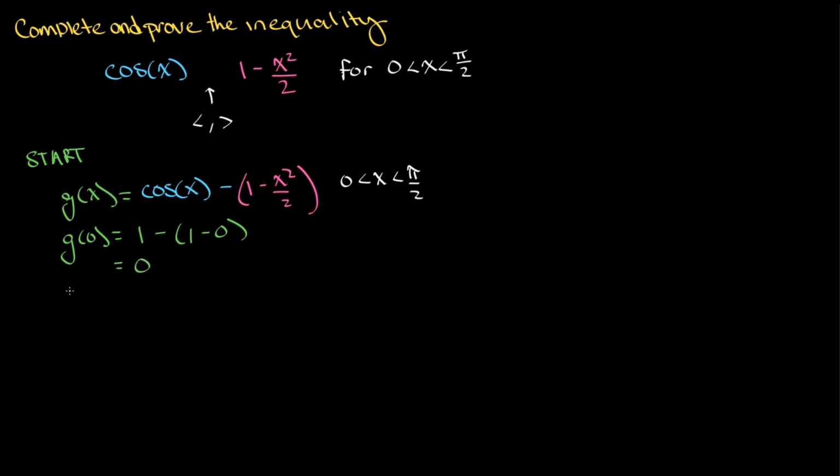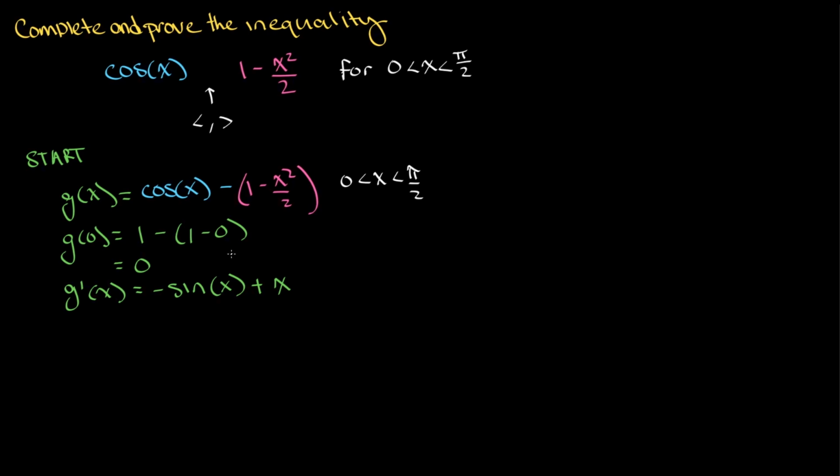And now we want to take the derivative. So g prime of x is going to be, derivative of cosine of x is negative sine of x. And then the derivative of negative 1 is 0. And then the derivative of positive x squared over 2 is going to be, you bring down the 2, and then the 2's cancel, so you just have x. So this is plus x. All right. So now we need to decide, is our derivative positive, negative, equal to 0 on this interval? We have to figure that out.